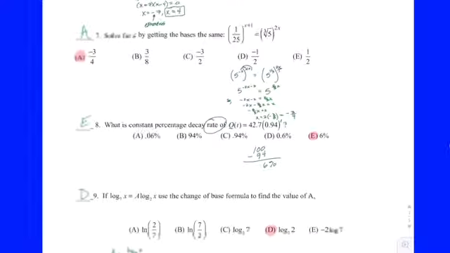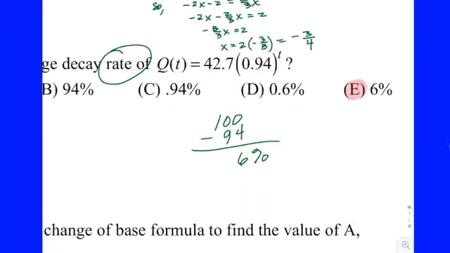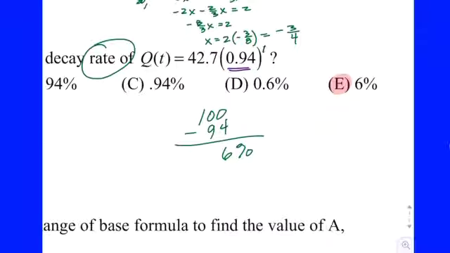All right, then this one, what is the constant percentage decay rate? Man, this goes way back to the very first part of this chapter. It is exponential decay because the base is 0.94. But remember, what this tells us is we are retaining 94% each cycle. If it's less than 1, you have to subtract that number from 1, or convert it to a percentage, 94%, and subtract it from 100. So 100 minus 94 is 6%. We are losing 6% every integer value of t because we're retaining 94.